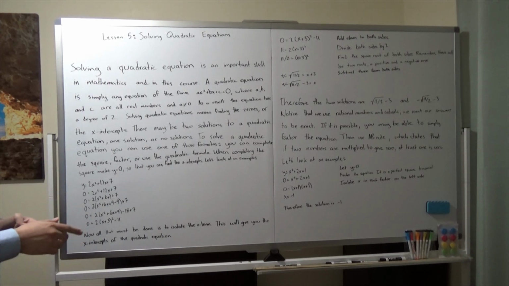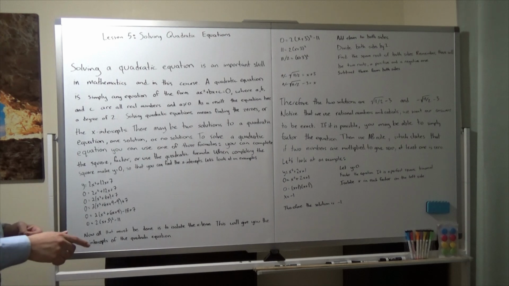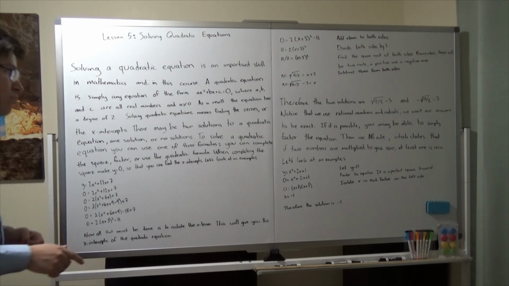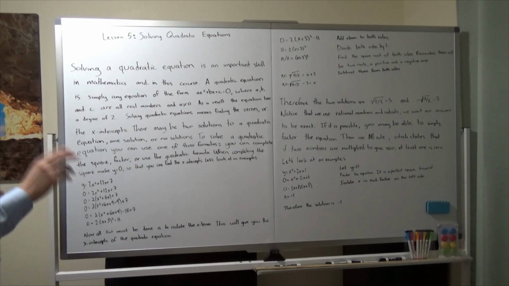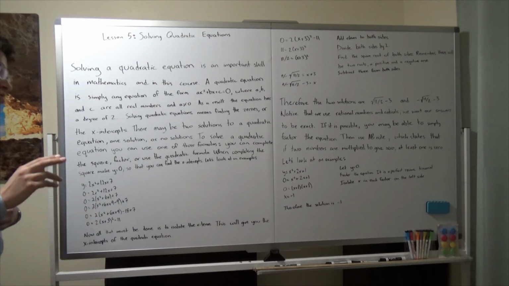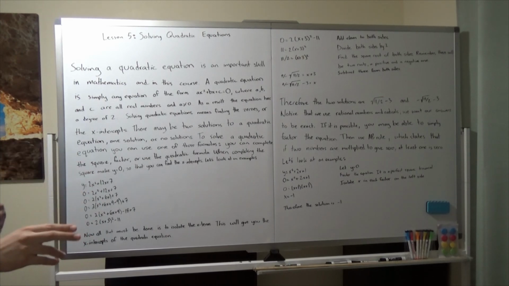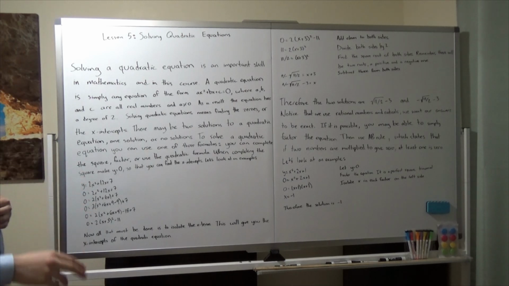So a quadratic equation has the form ax²+bx+c equals 0, where a, b, and c are all real numbers and a is not equal to 0. As a result, the equation has a degree of 2. Solving quadratic equations means finding the zeros or the x-intercepts, also known as the zeros.